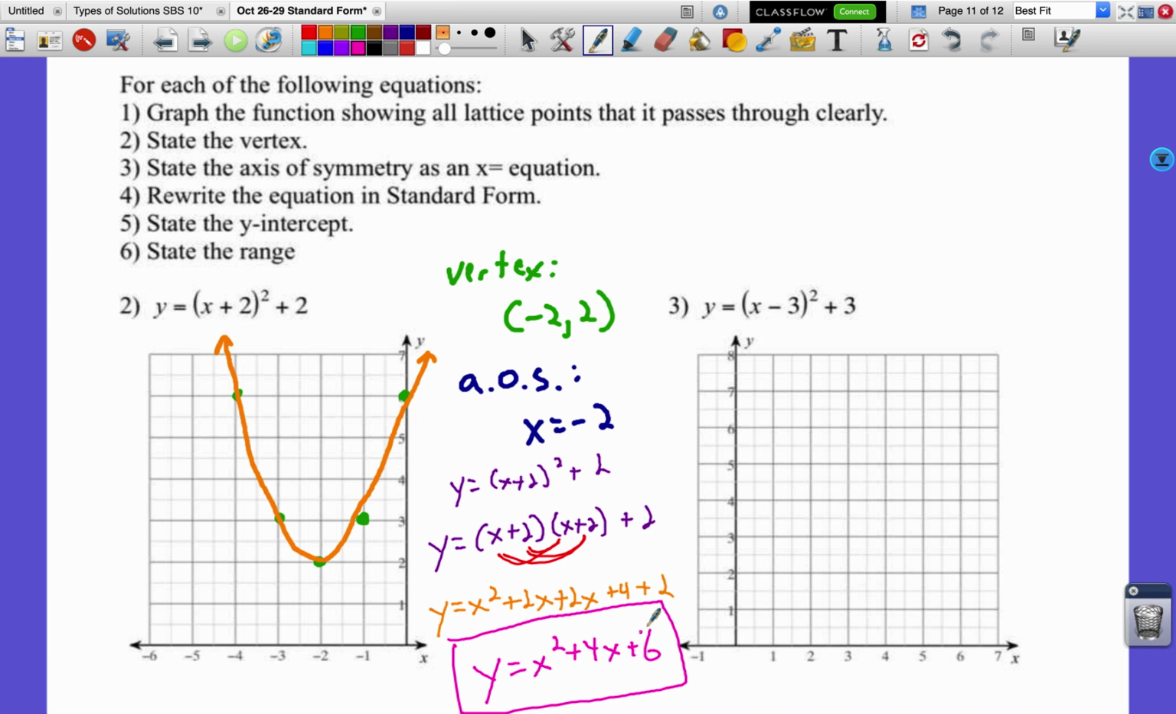All right, not super useful, except for it does tell us the y-intercept, and we can see that here in our graph. The y-intercept is equal to 6. You see it right there at the end of this problem. All right, so graph the function, state the vertex, axis of symmetry, standard form, y-intercept. Now for the range, last thing.